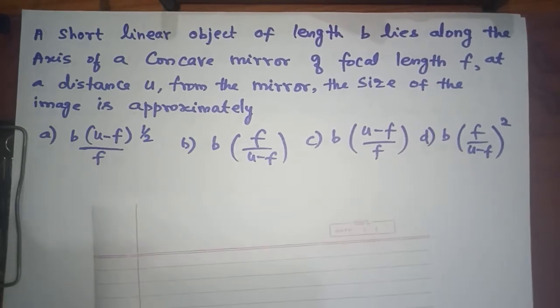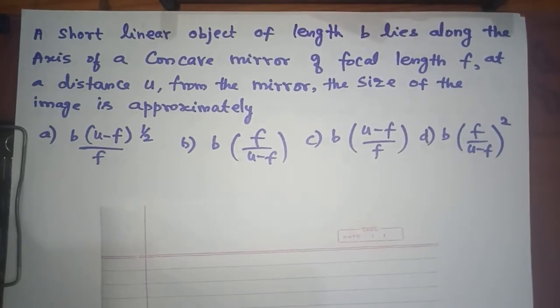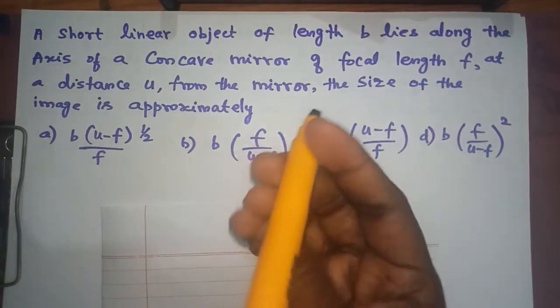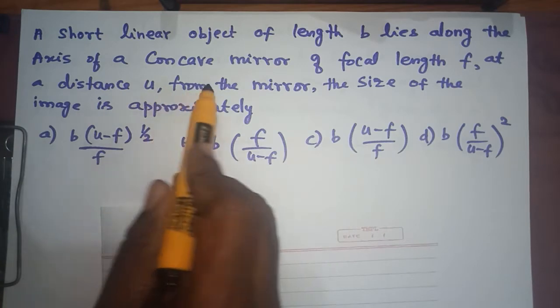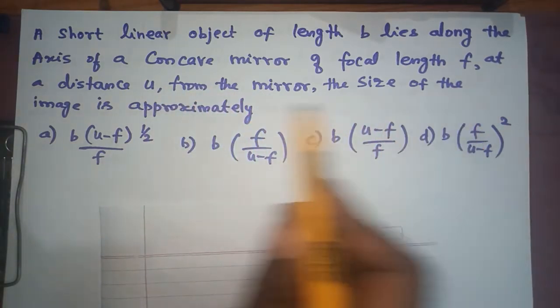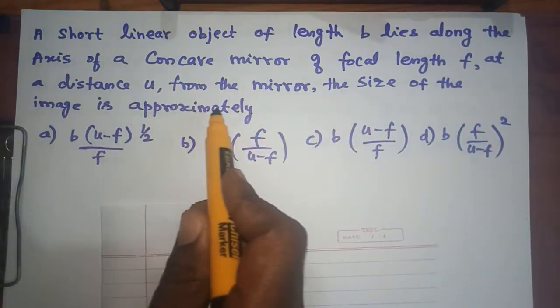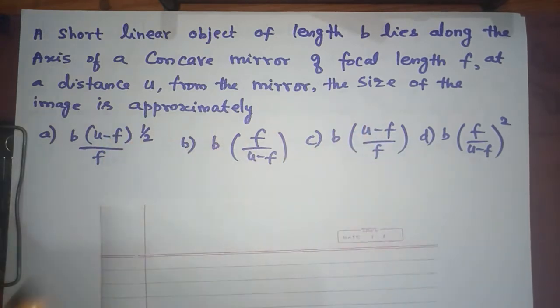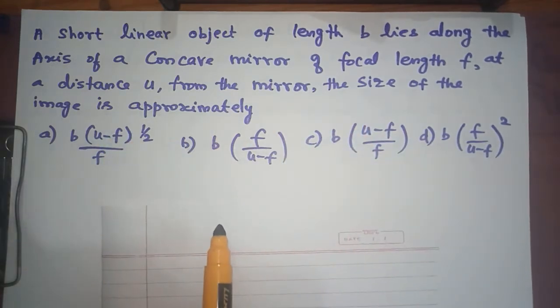Yeah, let's work out the next sum. A short linear object of length b lies along the axis of a concave mirror of focal length f at a distance u from the mirror. The size of the image is approximately, and there are values given here.